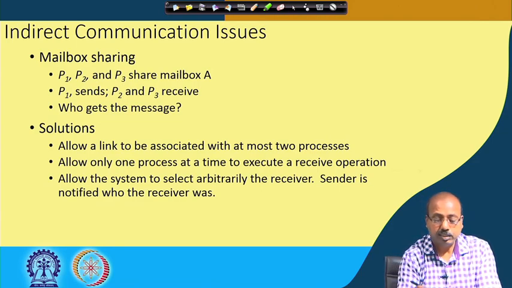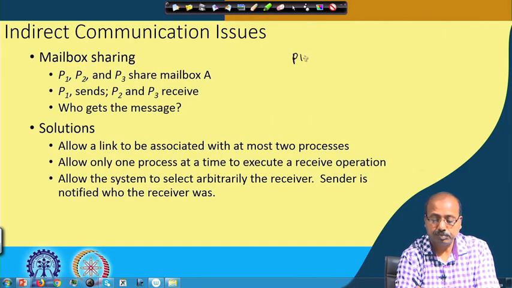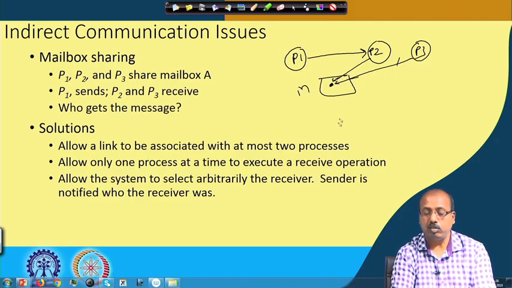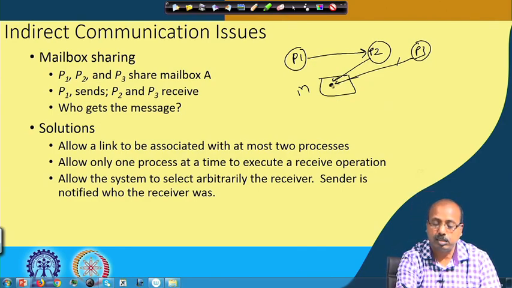Otherwise, what will happen is this: P1 has sent some message, and I have P2 and P3. Now P1 has sent a message to the mailbox, so some message has come in the mailbox. Now both P2 and P3 try to access it, and as a result there may be an inconsistent situation, because maybe P2 has read it halfway and then P3 is trying to read, or maybe P2 has read it and deleted the message from here, but P3 was also reading it from here.